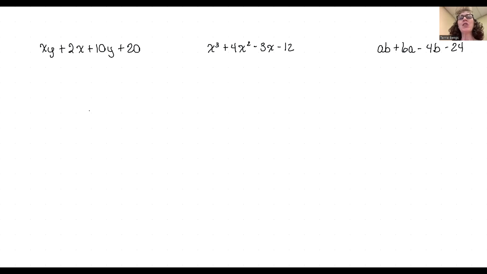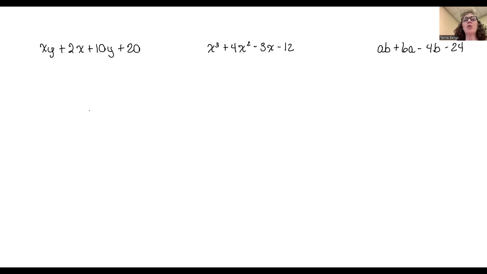Anytime I hear something about factoring, I always look to see if there's anything they all have in common. There is nothing these four have in common. They don't all have a number. They don't all have the same variable. So when it talks about grouping, that's usually when we have four different terms. You'll notice we have xy, then a 2x, then a 10y, and then a 20. So there's four different terms across there.